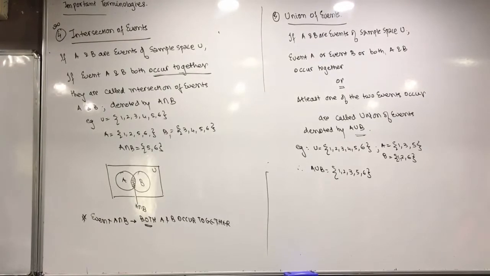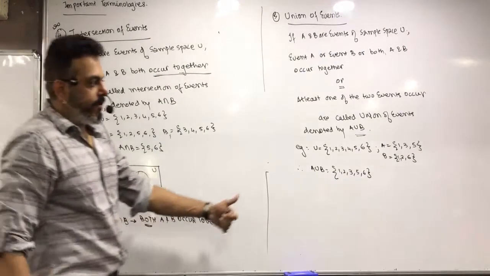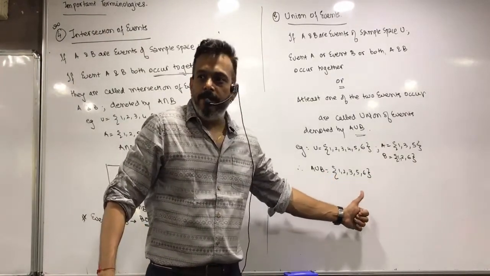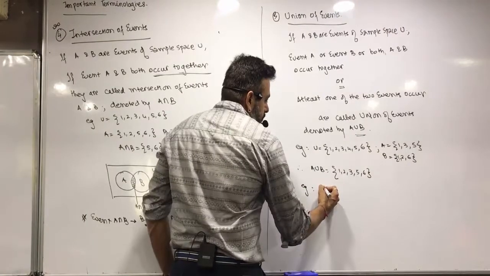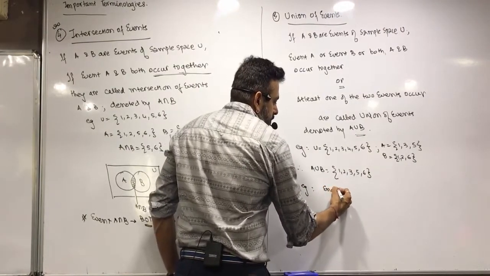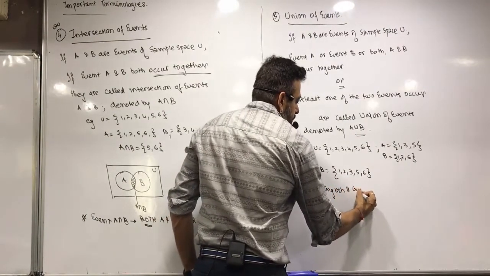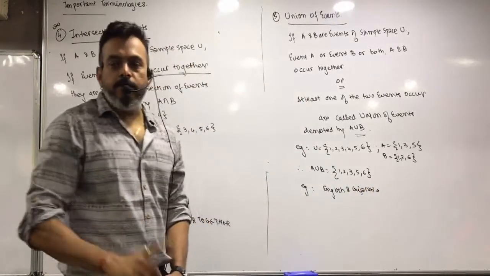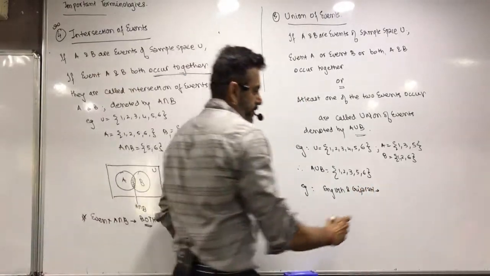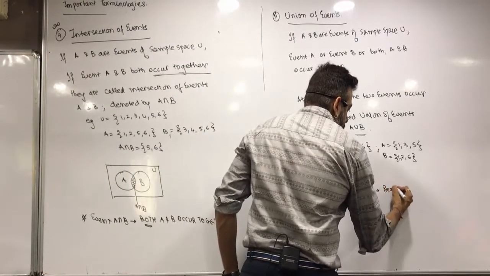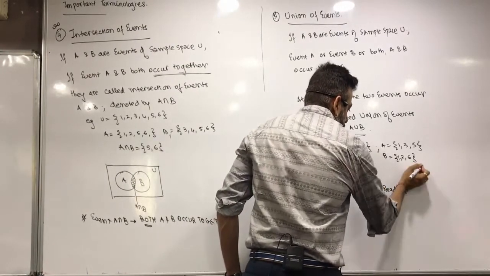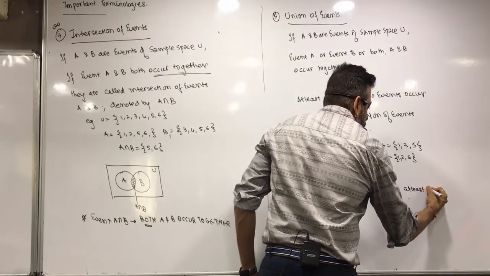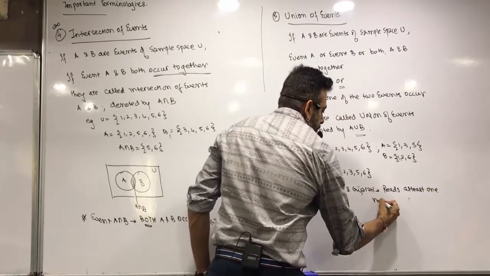Now let me explain. This is fine, mechanically you can do it with the elements of events A and B, but think of the two newspapers, English and Gujarati. Okay? I want to find out that the student reads at least one newspaper.